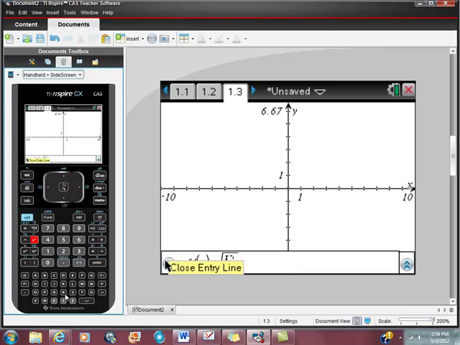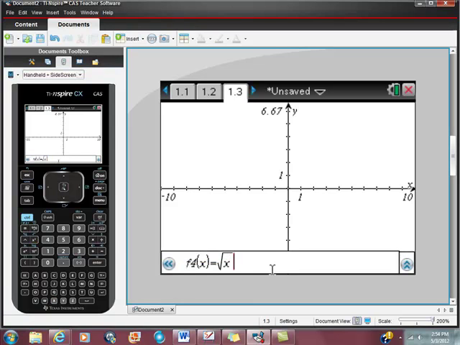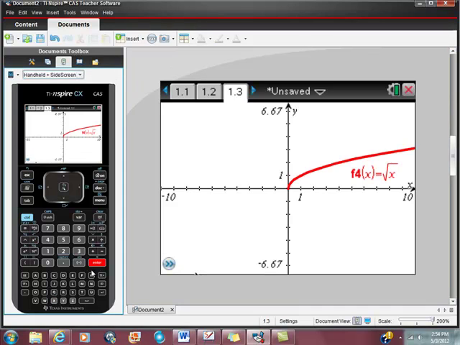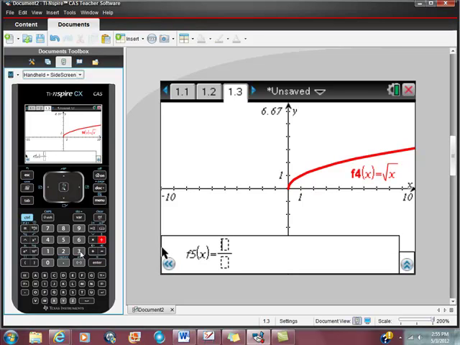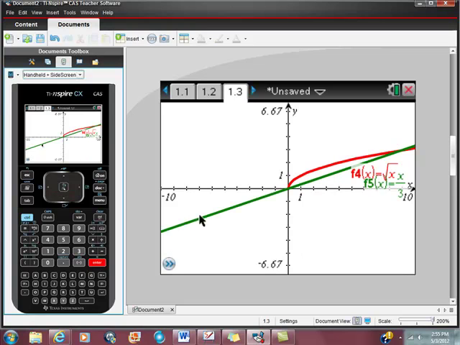Control square root x, and there's that. The next thing I want to do is graph the other function. All I'm going to do is hit my tab key, which takes me back to here, and type in control division. I like to use x, then the down key to go down, x thirds. Hit enter, and we have these two things. So you can kind of see where they intersect, but I'm not sure.